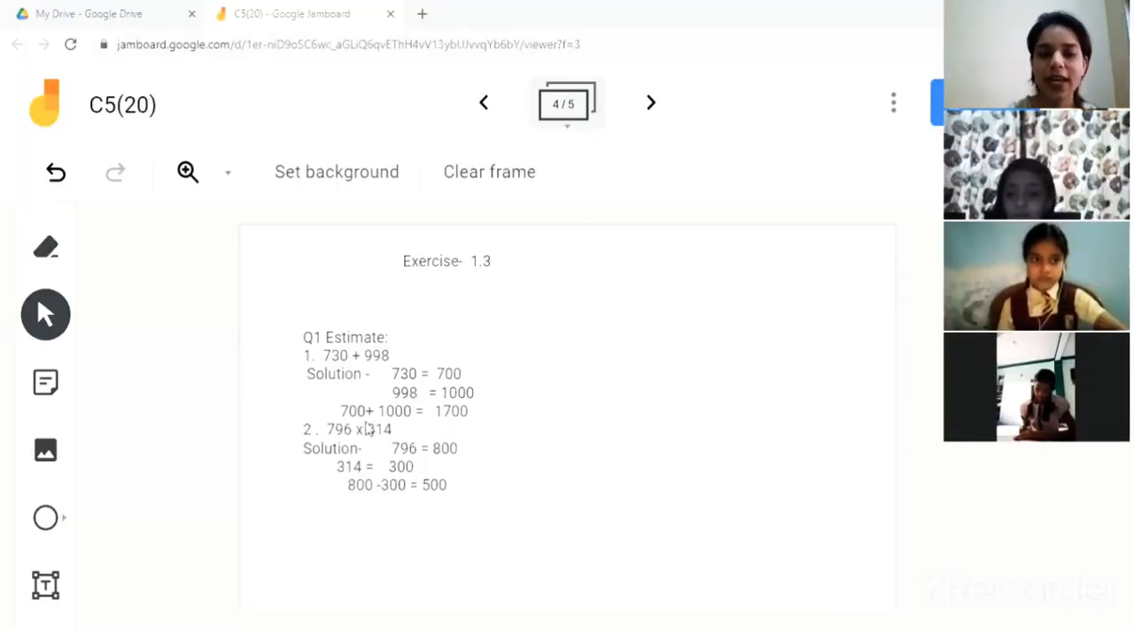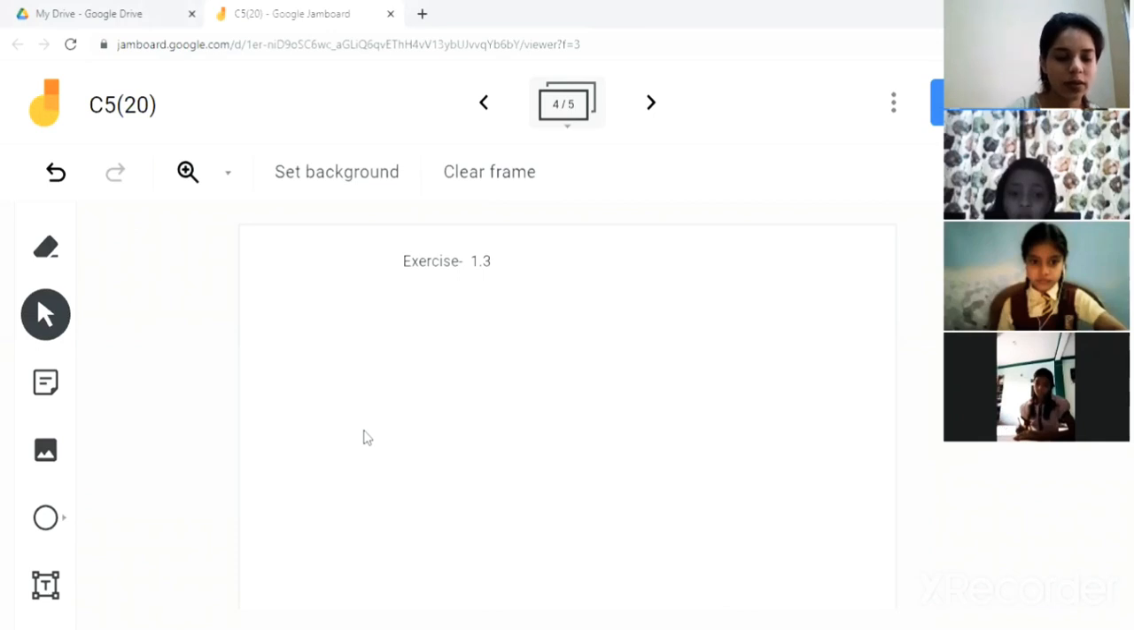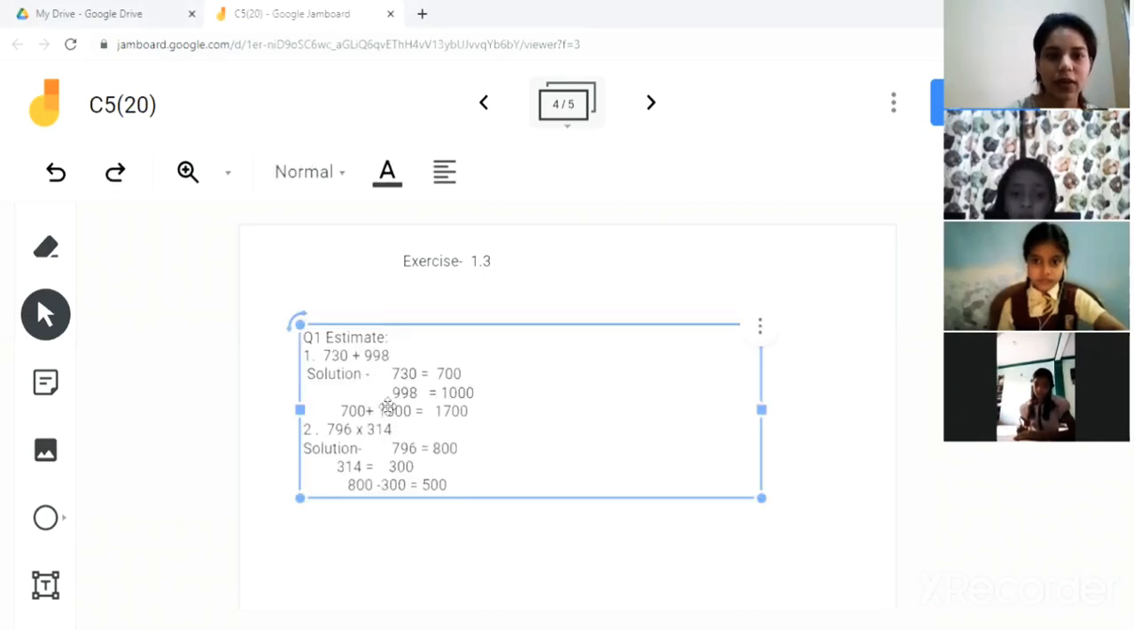If a negative sign is there, you have to subtract. And if a positive sign is there, you need to add. So there was an addition sign, children. So you can add the numbers. And if there is a negative sign, you can find out the estimated difference. So this is known as the estimated sum of two numbers, and this is known as the estimated difference of two numbers.